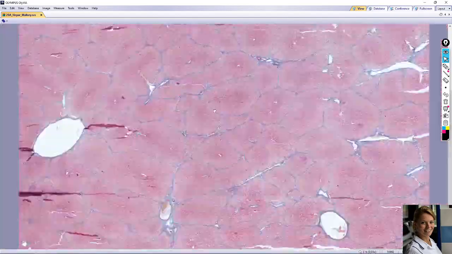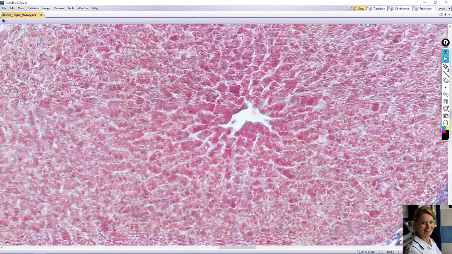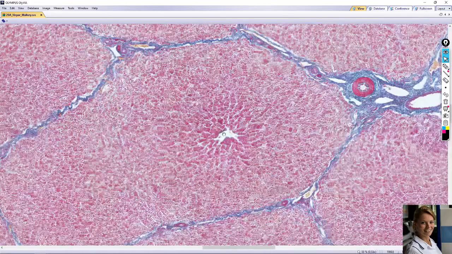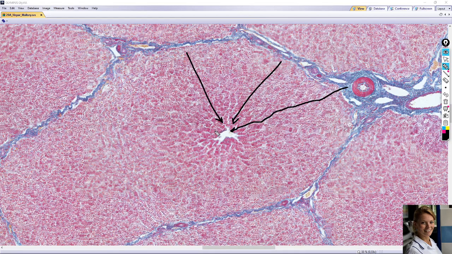And in the center of hepatic lobules is a central vein. For example, here is the center of a hepatic lobule, and blood flows from the interlobular space through the sinusoids towards the central vein. Here. Radiating from each central vein towards the lobule periphery are plates of hepatic cells, also called hepatocytes.